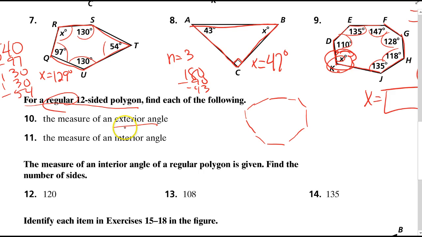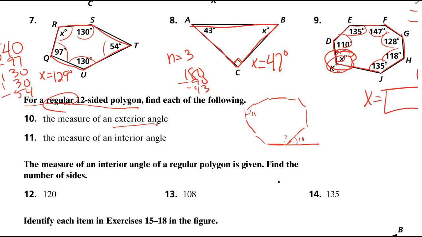But here's the idea. Exterior angle would be extending one of the sides and checking out what happens at that vertex. So this is what I need for number 10. And the measure of an interior angle, I'll use this one. That's what I need for number 11. Well, hey, measure of an exterior angle. If I could just figure out how much an interior one is, I can subtract that from 180 and be left with my exterior angle.